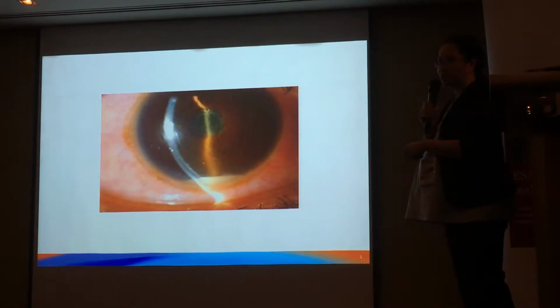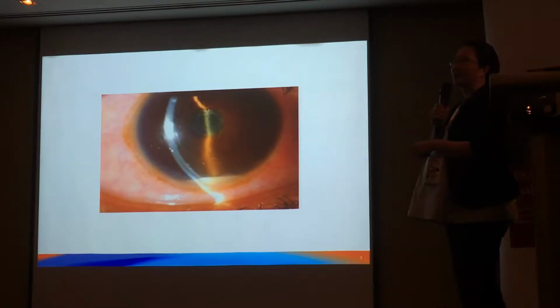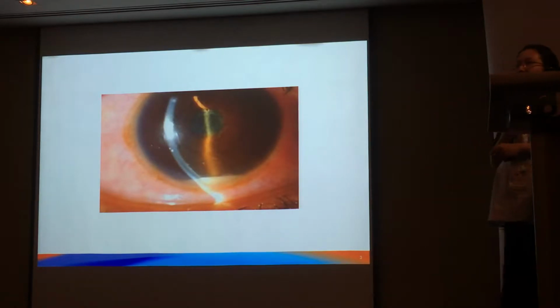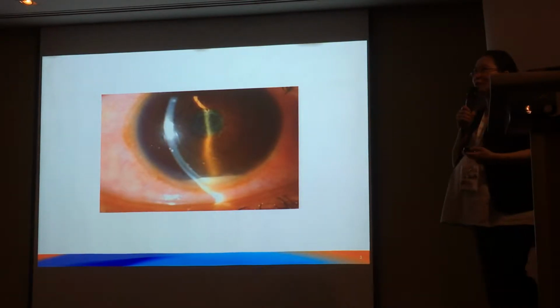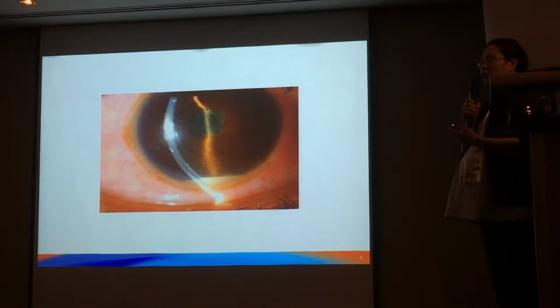Okay, so if this patient came to you with an intraocular pressure of 35, what would you do next? What do you think is the next logical step? What do you think is the cause of the raised intraocular pressure in this case?